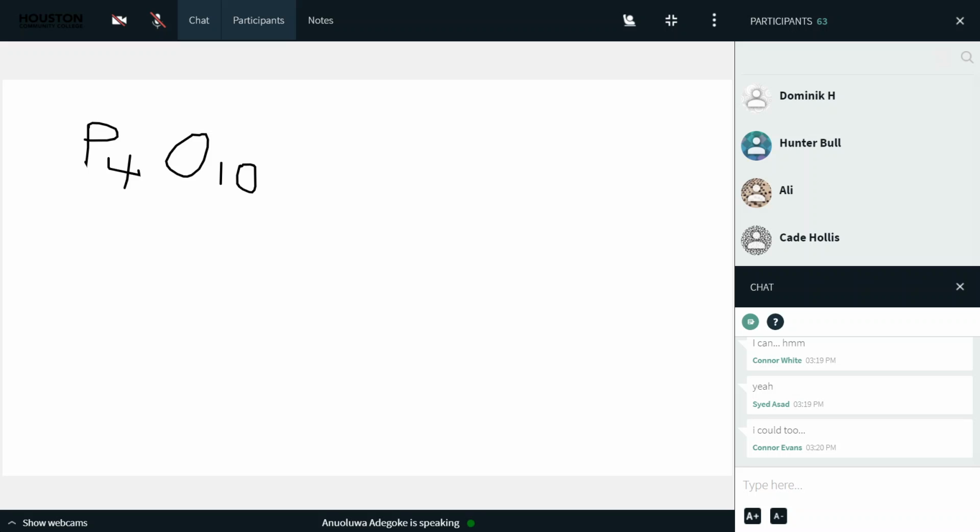So the name will be tetraphosphorus decaoxide. Can we all see that? So this is tetraphosphorus decaoxide.